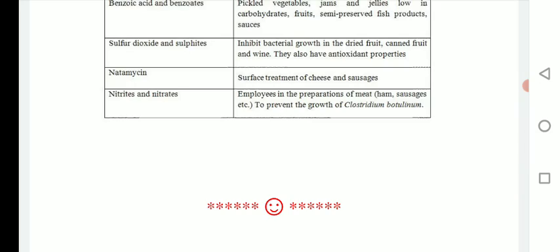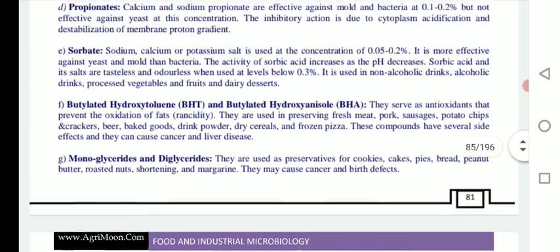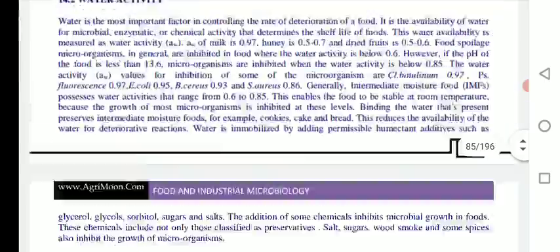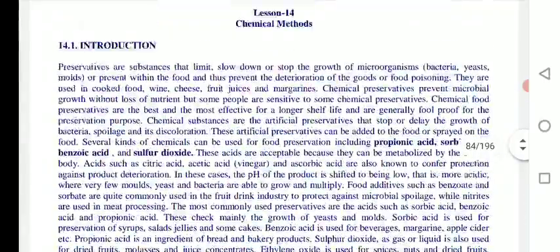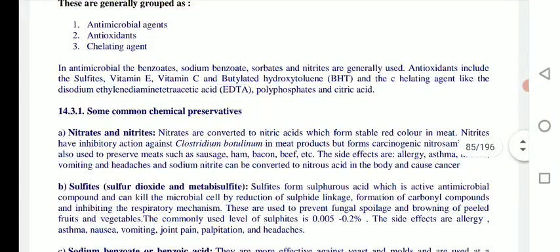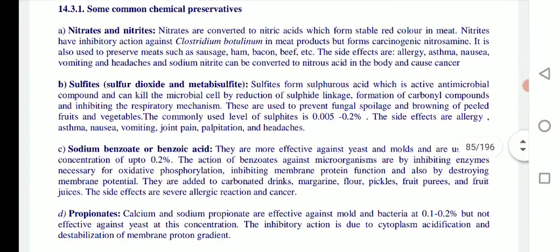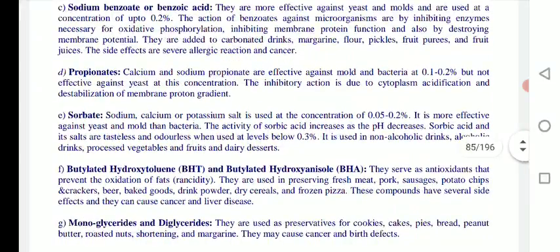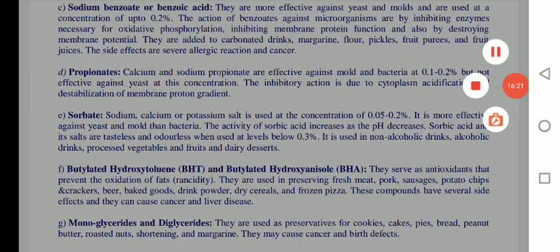So this is overall regarding chemical preservation of food. In that we have covered different kinds of preservatives and their role in preservation of food, and in this way I think this topic is finished. So in the next lecture we're going to see another topic.